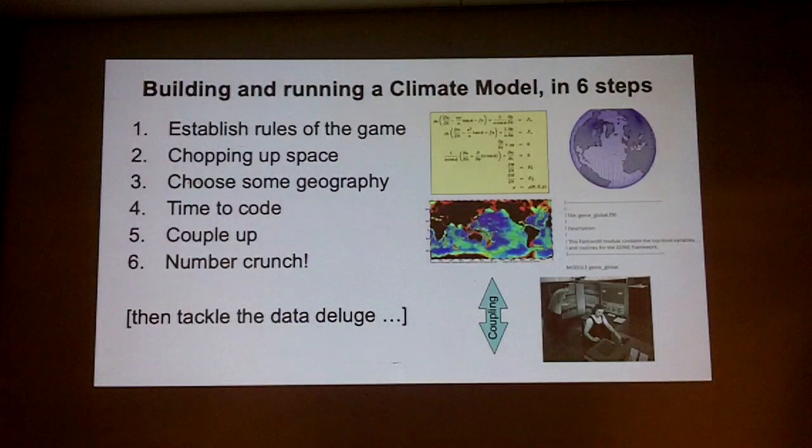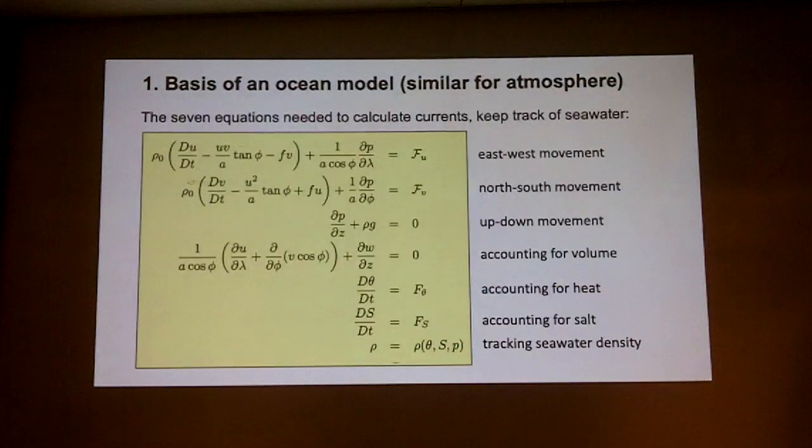We need to establish rules of the game. We need to chop up space. We need to choose some geography. Then we need to code, which is a computational activity. We need to couple things, which I'll explain, and then we need to number crunch. And in brackets, we need to tackle the data deluge, which is kind of a big part of the problem. So look, this is just the really nitty-gritty of what we are working with.